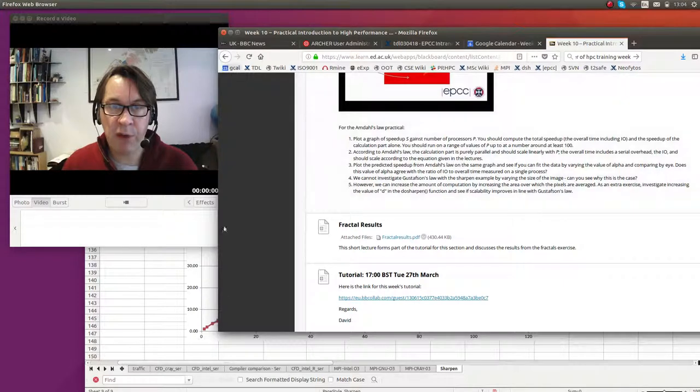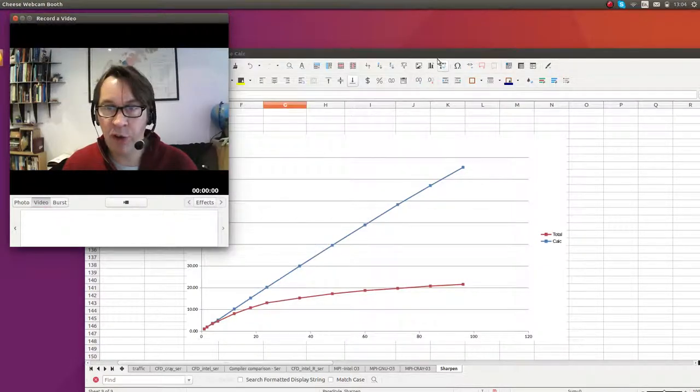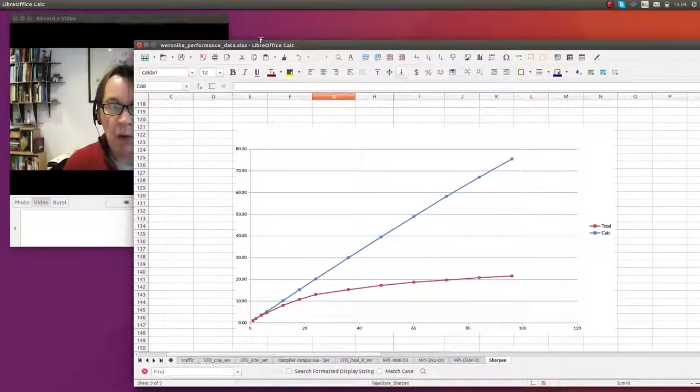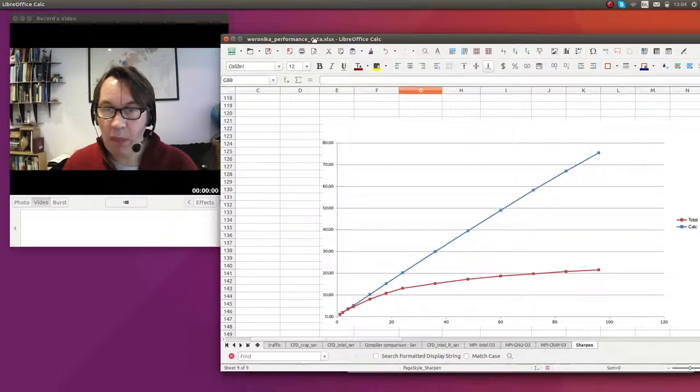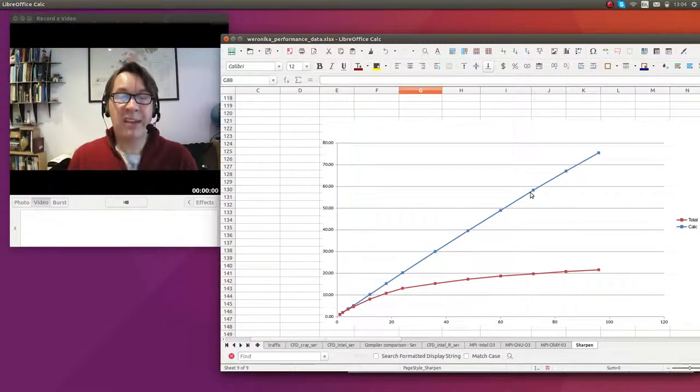But first of all, here is some test data which I showed in a previous tutorial, where I have here the total time, the calculation time, which this includes. This is the speed up based on the total time, which includes I/O, which is the serial overhead.